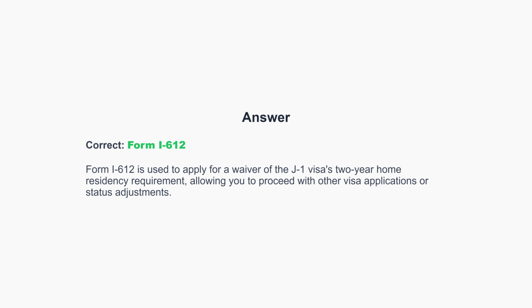The correct answer to the quiz question is Form I-612. This form is specifically used to apply for a waiver of the 2-year home residency requirement associated with the J-1 visa, thereby allowing individuals to proceed with other visa applications or adjust their status without having to fulfill the requirement.